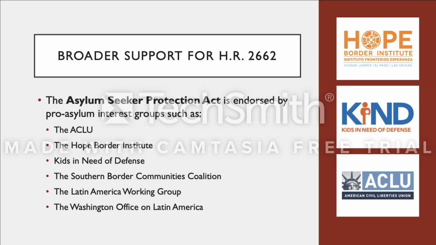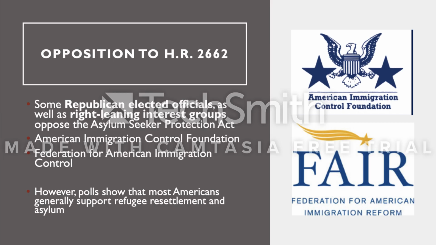In addition to the support from Democratic members of the House, the Asylum Seeker Protection Act is also endorsed by various pro-asylum and pro-immigration interest groups, such as the ACLU, the Hope Border Institute, Kids in Need of Defense, the Southern Border Communities Coalition, the Latin America Working Group, and the Washington Office on Latin America, among others. Because this bill was written effectively to cut off federal funding to the MPP policy, many Republican elected officials, as well as right-leaning and right-wing interest groups, oppose the Asylum Seeker Protection Act.